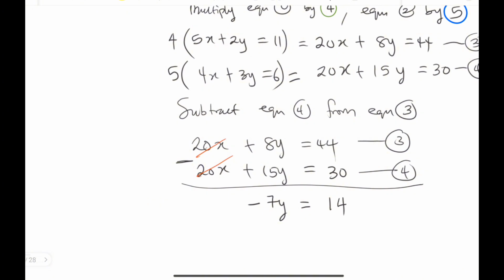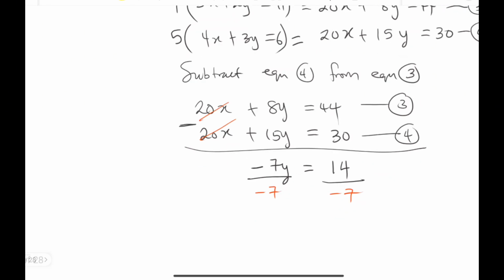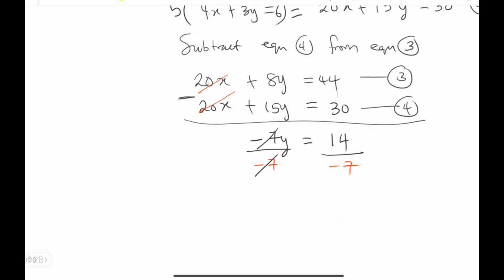So what do we do next? We divide both sides of the equation by negative 7. Negative 7 cancels out, so we are left with y, and 14 divided by negative 7 is negative 2. So y is negative 2.